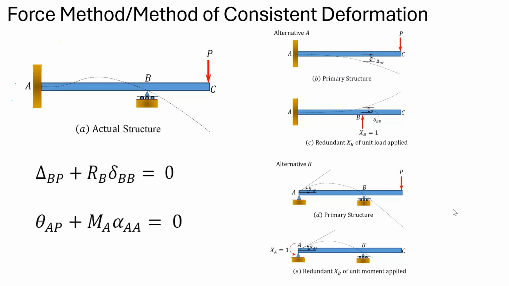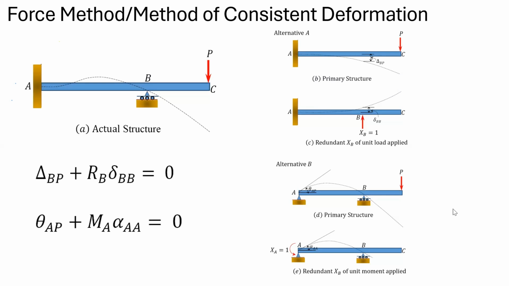Now, this is also called the flexibility method. What is meant by flexibility? Flexibility is a displacement produced by a unit force, whereas stiffness is the force needed to produce a unit displacement. So small delta BB is the flexibility. Flexibility means a displacement produced by unit force.